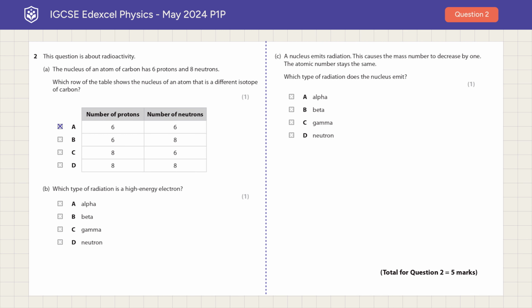Part B is straightforward. The type of radiation that is a high-energy electron is a beta particle. Part C is a bit trickier. It describes a nucleus emitting radiation, causing the mass number to decrease by 1 while the atomic number stays the same. If the proton number hasn't changed but the mass has gone down, it must have lost a neutron. So the emission is neutron radiation.